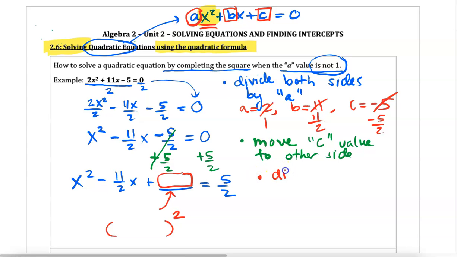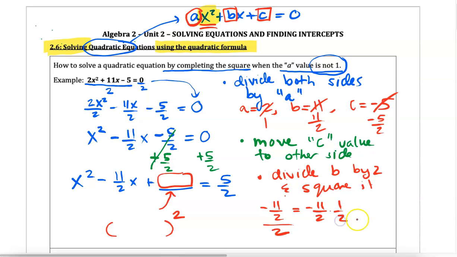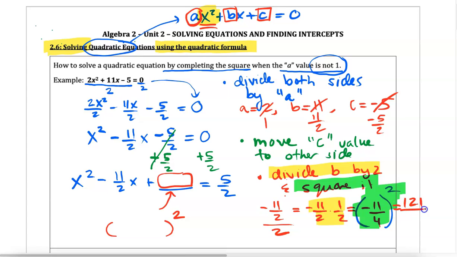That's where we learned that we're supposed to divide b by 2 and square it. So in this case, that would be -11 halves. I need to divide that by 2, which is the same thing as multiplying by 1/2. So that would become -11 over 4. So that's the dividing by 2 part. That was this part. And then I'm supposed to take that result and square it. So then that's taking my half of b and then squaring it. So when I take half of b and square it, I end up with 121 over 16. That is my half of b squared.